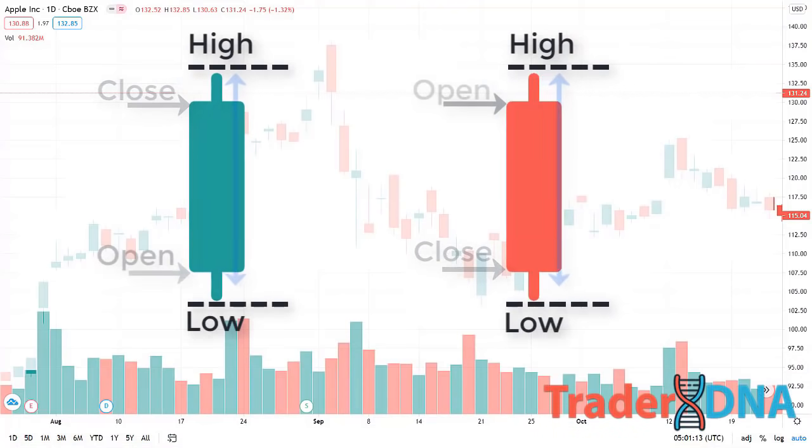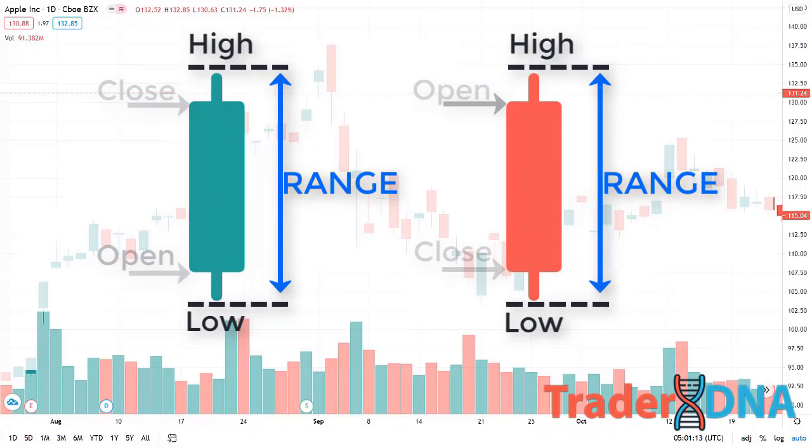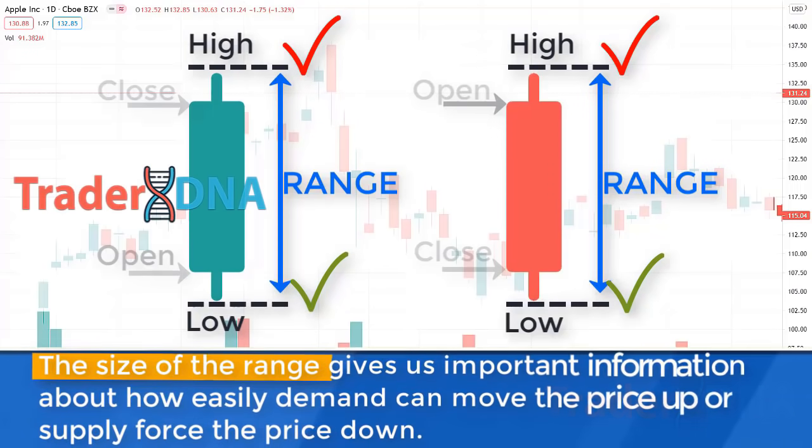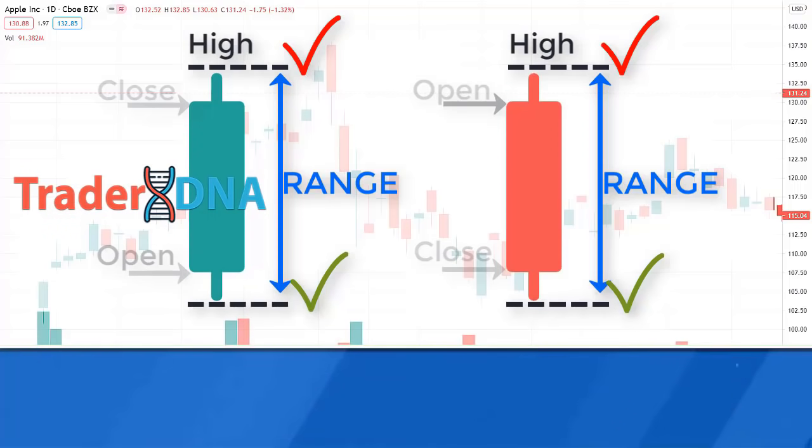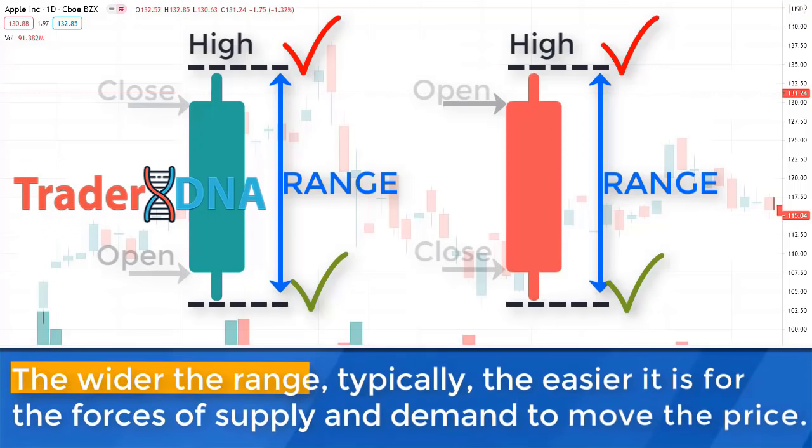The range is the spread of values within which the security traded throughout the day. The range spans between the bar's highest point and the same bar's lowest point. It is measured from the top of the bar, where resistance set in, to the low, where support came in. The size of the range gives us important information about how easily demand can move the price up or supply force the price down. The wider the range, typically, the easier it is for the forces of supply and demand to move the price.